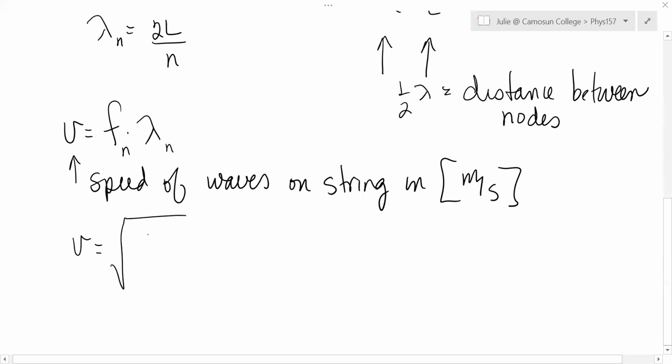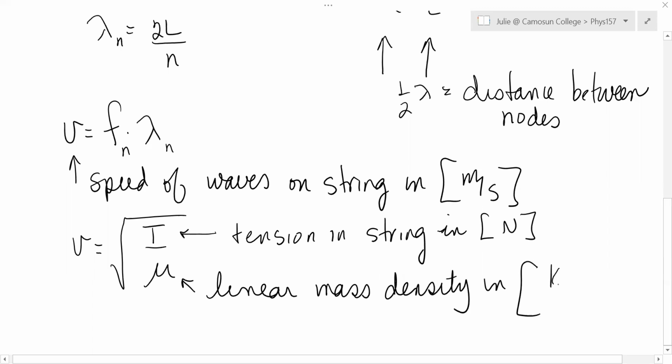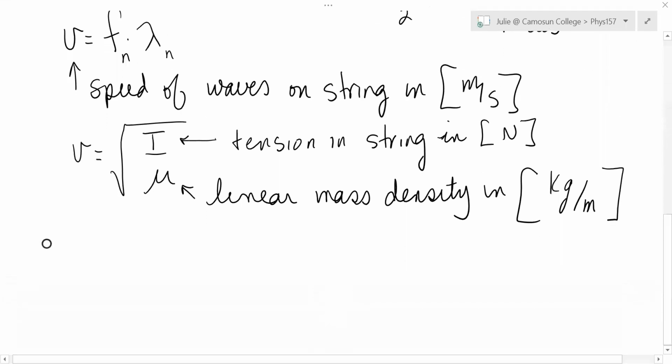So we also know that the speed of a wave on a string is related to the tension in the string by the formula v equals the square root of T over mu, where T is tension in the string, which is in newtons. Mu is called the linear mass density, and that would be in kilograms per meter. Now beware, if you're given anything in grams per centimeter, you have to convert to kilograms per meter. Okay, so let's do some of these questions now.